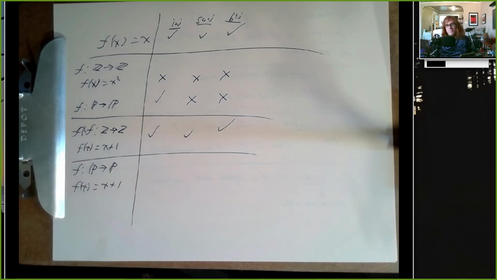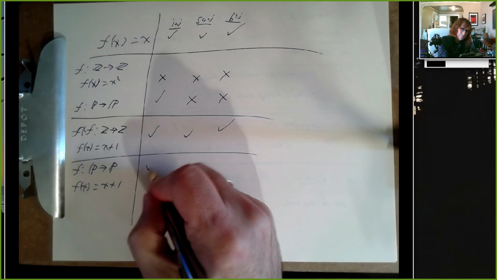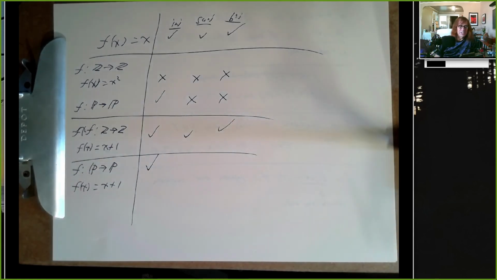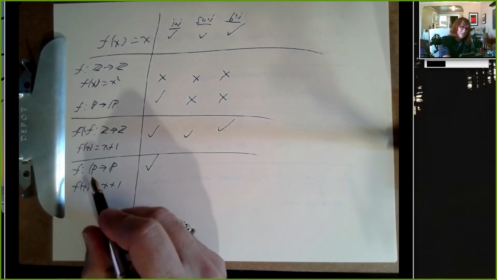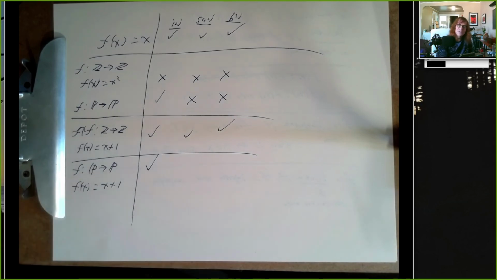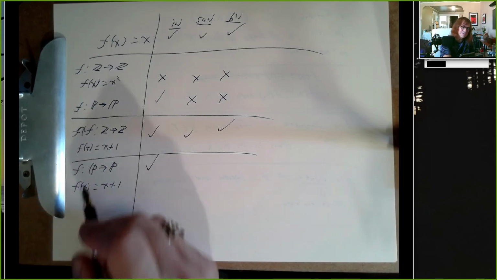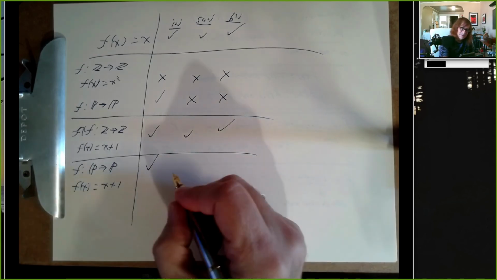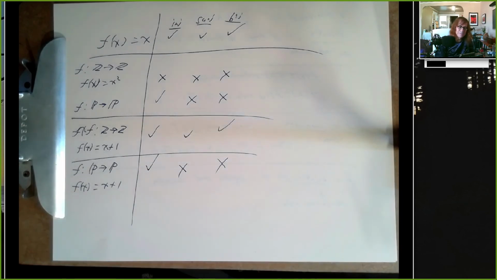Now if f goes from positive integers to positive integers, it's still injective, but it's no longer surjective, because there's no positive integer which f will map to the number 1. Right? The only thing that you can add 1 to and get 1 is 0, and 0 is not in the domain. So this is not surjective, not bijective.